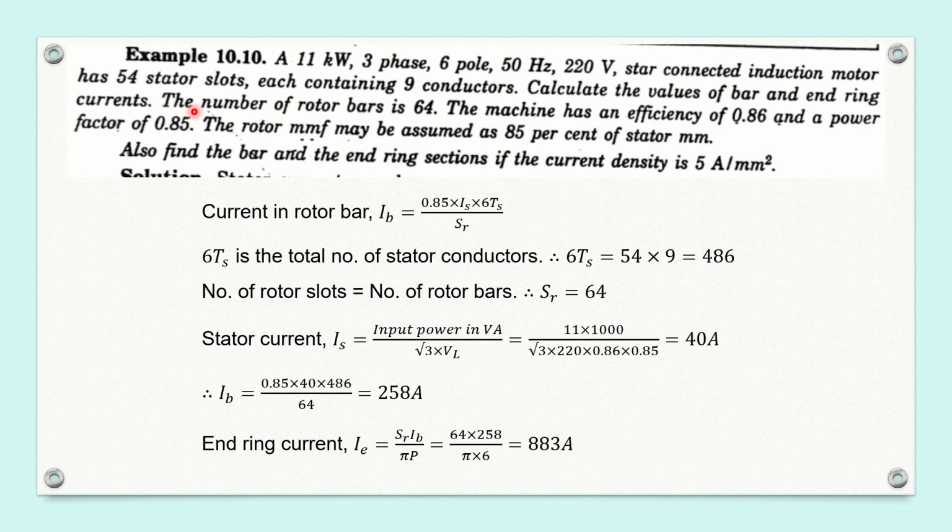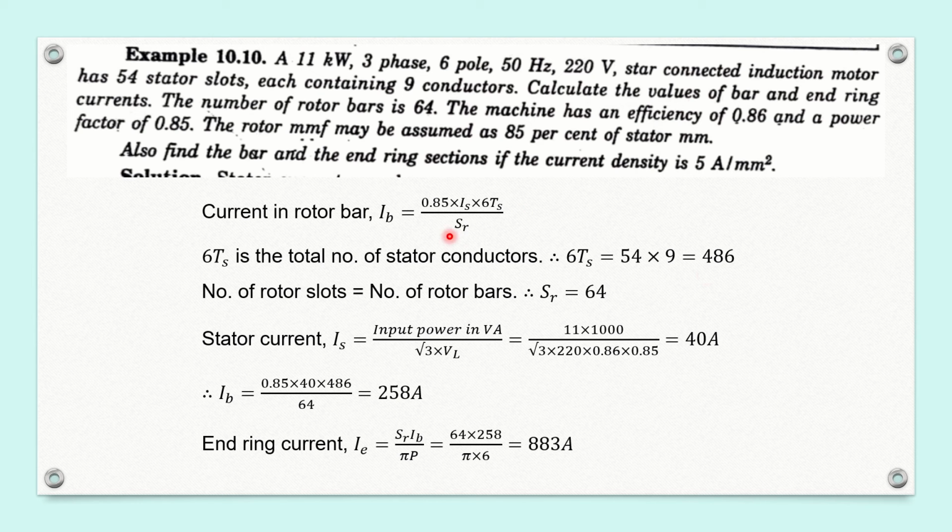So here in this question, there is some data for calculating the total number of stator conductors. It is given that the stator is having 54 slots, and in each slot there are 9 conductors. So a total of 54 stator slots and 9 conductors per slot. We can write the total number of stator conductors, that is 6 into TS, is equal to 54 into 9, the number of stator slots into the number of conductors in each slot. That will be equal to 486.